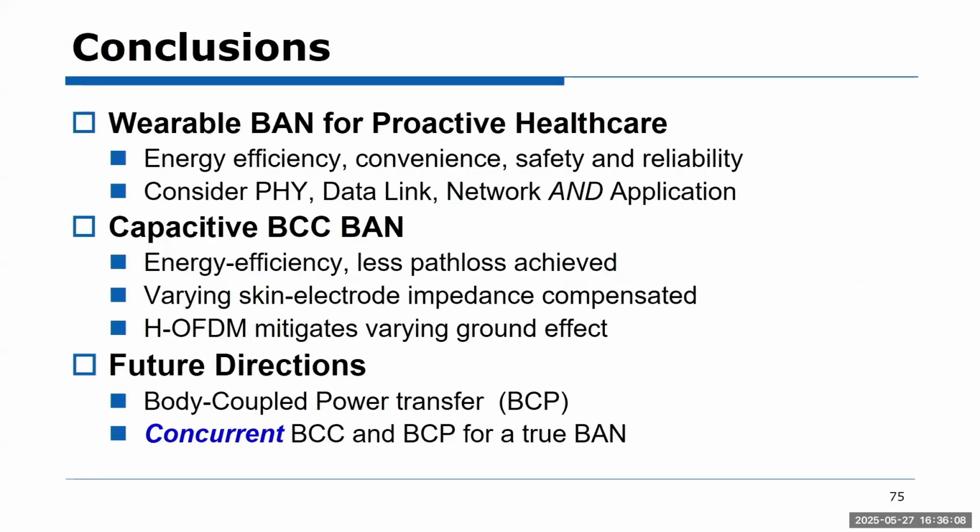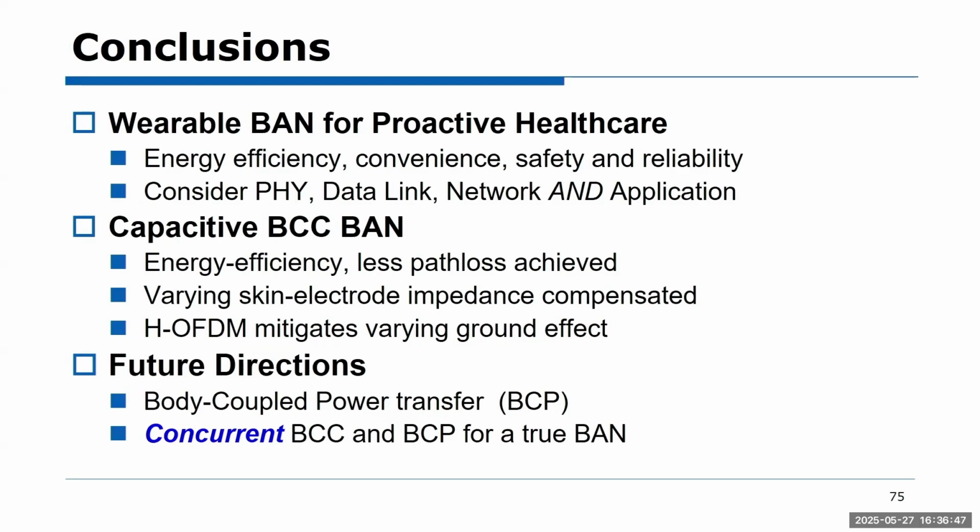Just to conclude, we are in the era of, let's say, proactive healthcare, and that requires not only good sensing, but also good communication and network formation as well. And for that, we would like to use body-coupled communication, because RF on body is very inefficient with the extra path loss that you get. So to enable that, we can use the capacitive BCC, or body-coupled communication. But by using that, you need to overcome some non-idealities, such as the varying skin electrode impedance or the varying ground conditions, as well as the interferences that you have to deal with.